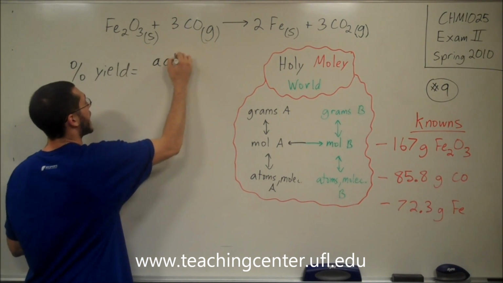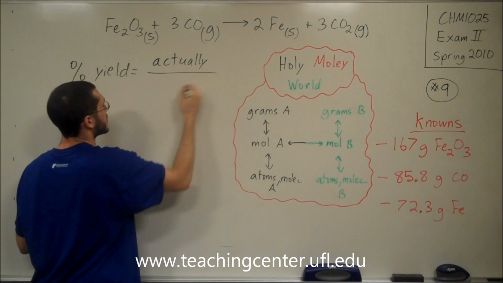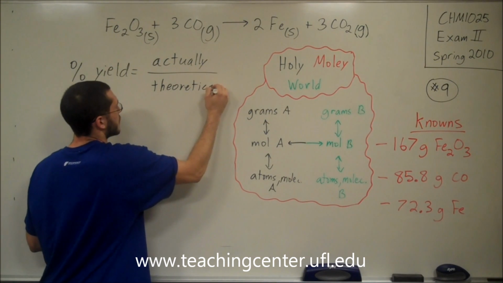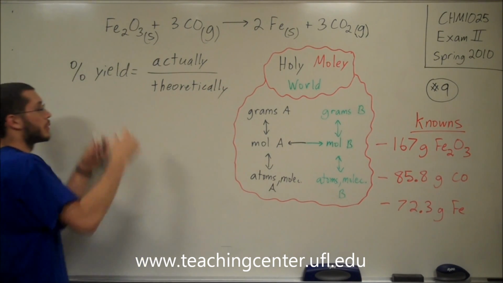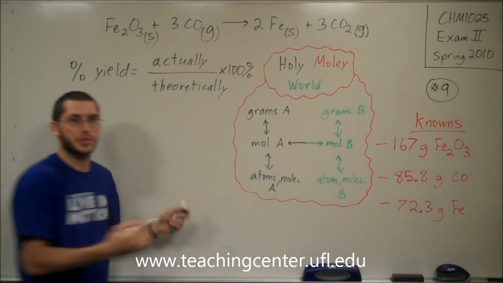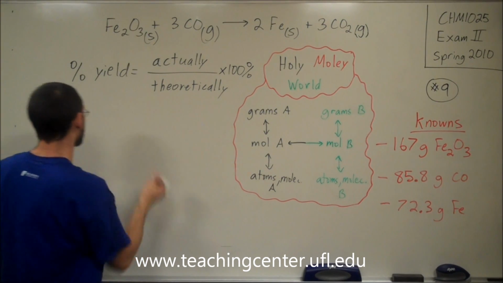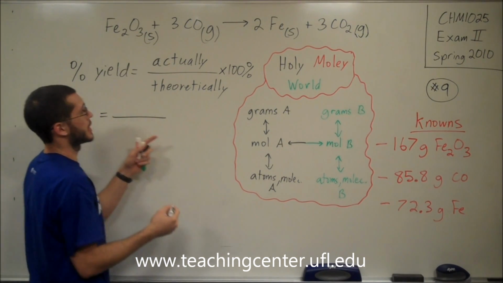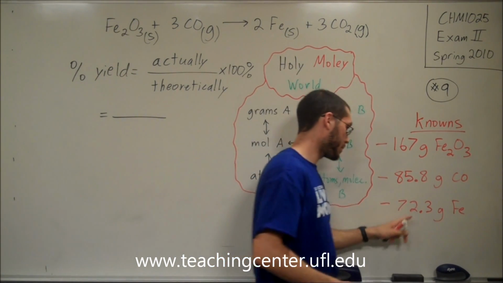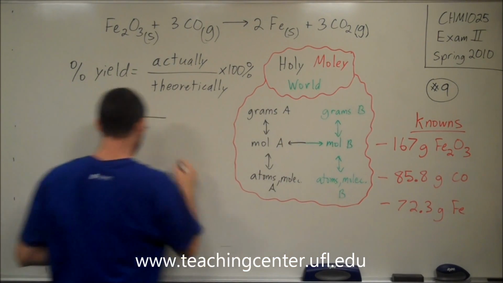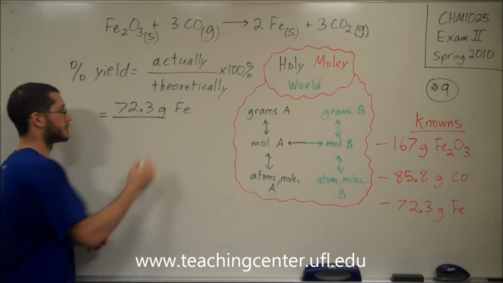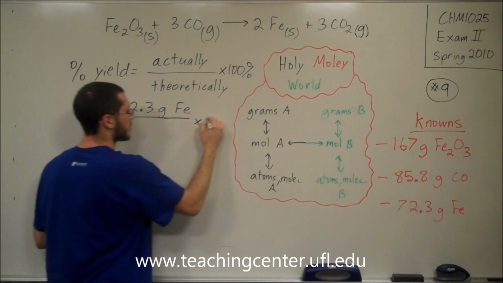So it's how much you actually made divided by how much you could have made, your theoretical. So what you actually made versus your theoretically made. And then you're just going to multiply by 100% in order to turn it into a percent. So let's write up the percent yield for this reaction. Percent yield of Fe. That's what the problem was. We found out that we actually made 72.3 grams Fe. We're going to multiply by 100%.